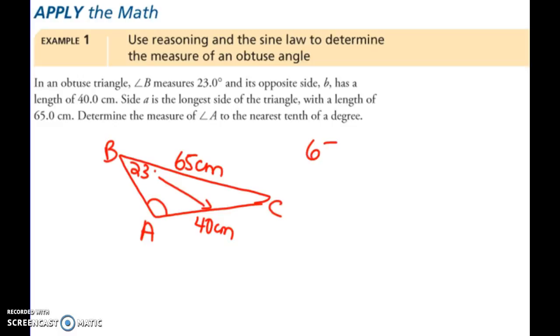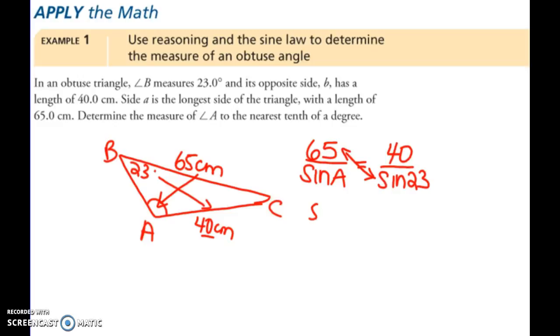And we have 65 matches with the opposite angle of sine A. And that will be equal to, the 23 is the opposite of the 40, so sine 23 over 40. So when we cross multiply, it'll be sine 23 times 65 will equal sine A times 40. So we want sine A by itself, so we'll divide by 40, divide by 40.